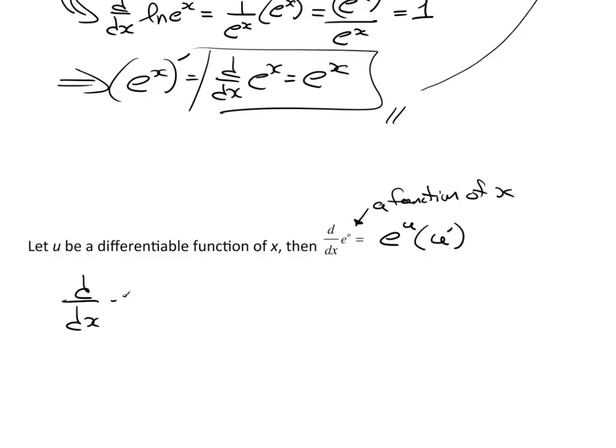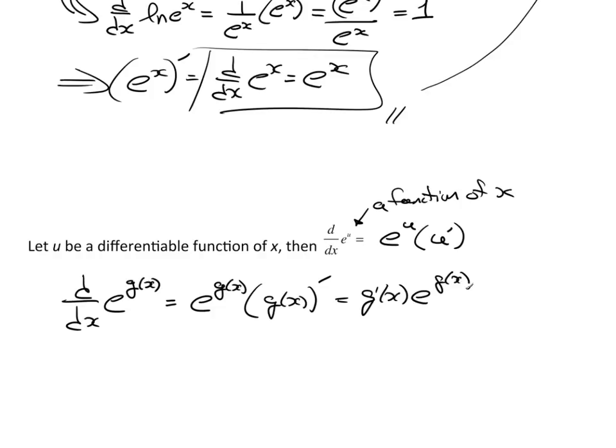d dx of e to some differentiable function of x, e to the g of x, is going to be equal to e raised to the g of x times g of x prime, which we typically write as g prime of x times e to the g of x.